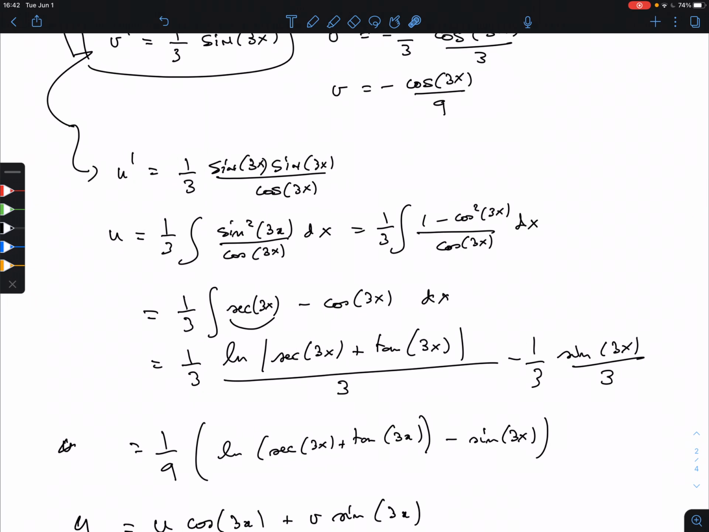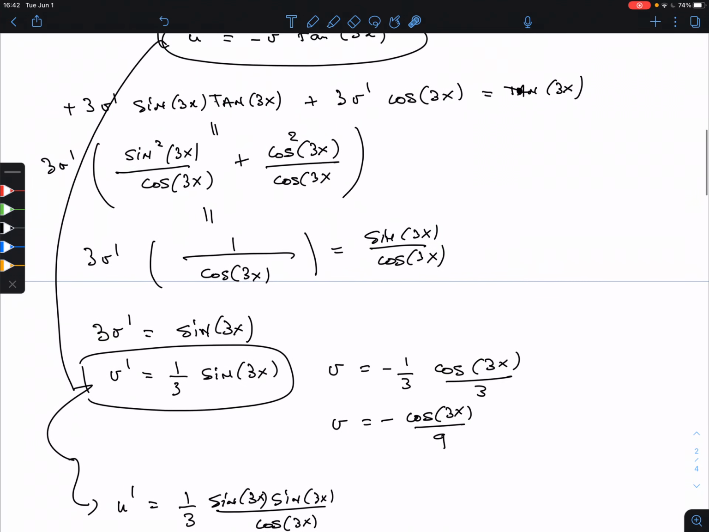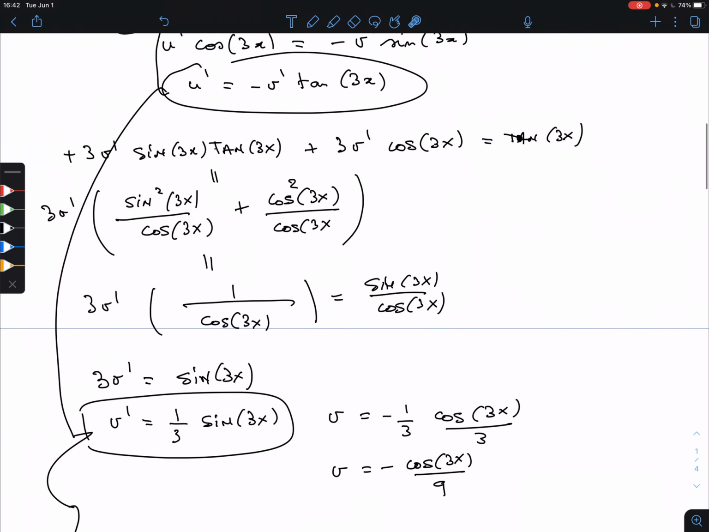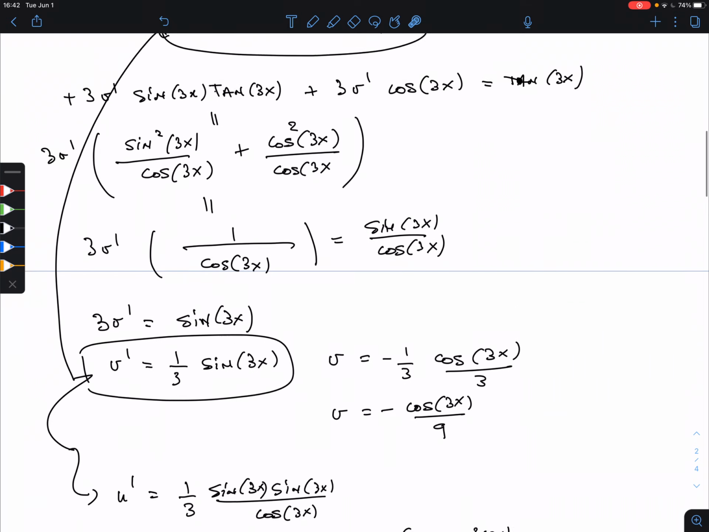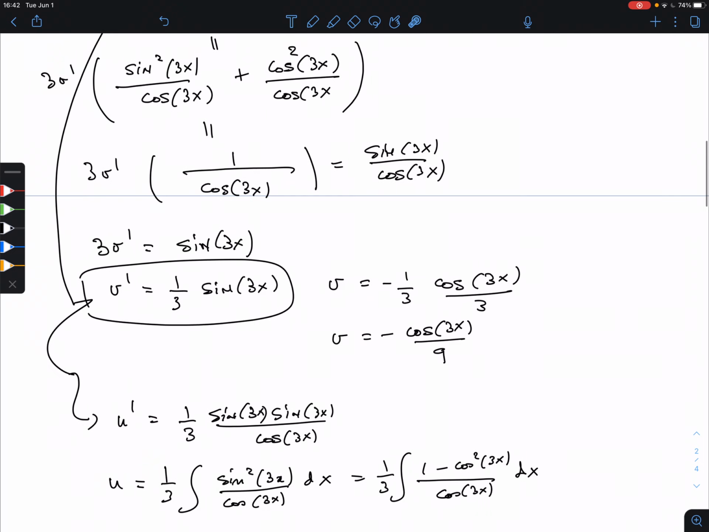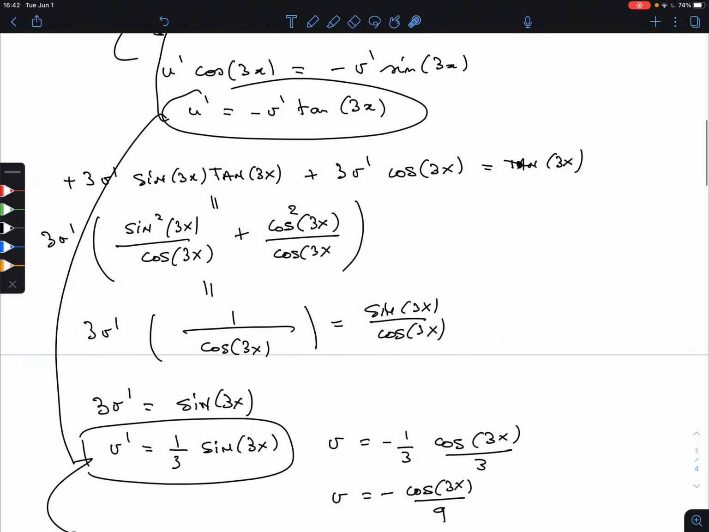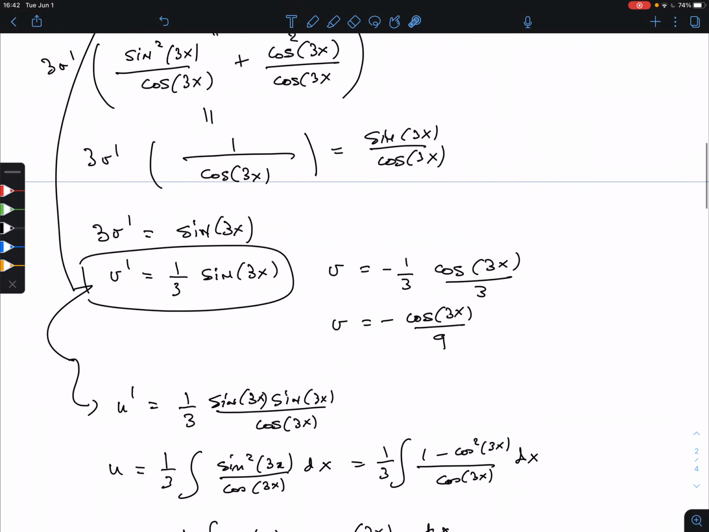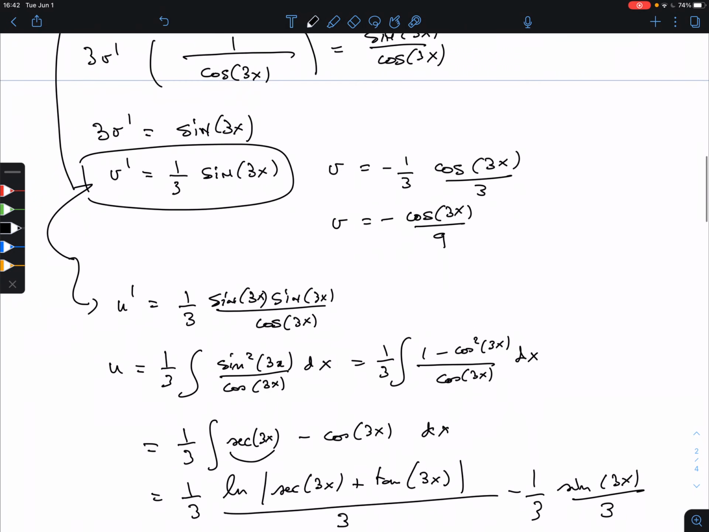Well, that comes from 1 minus cosine squared. u prime. Where did I get u prime from? u prime is minus v prime tangent. I see here. So I think that here it is, right? v prime is 1/3, and u prime is then minus this guy tangent 3x, and I didn't have the minus here. So sorry, this has to be a minus.